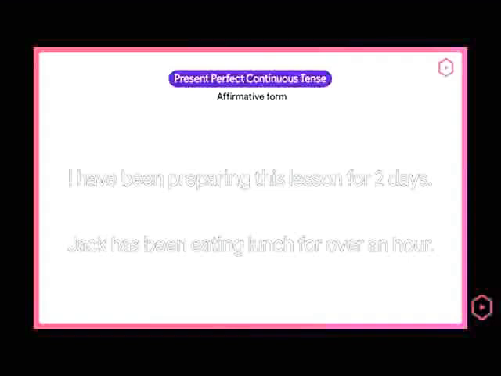So where do we use for and where do we use since? If there is a calculated time like 4 days, 2 hours, 3 years, we will use for. And if a specific time is mentioned, for example, last evening, last year, in the morning, at night, we will use since.